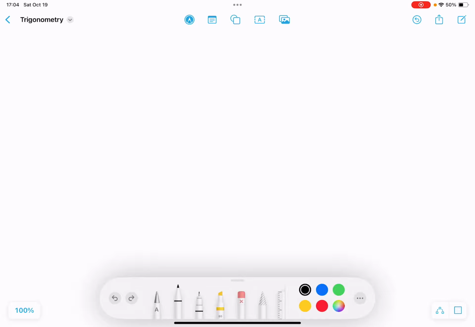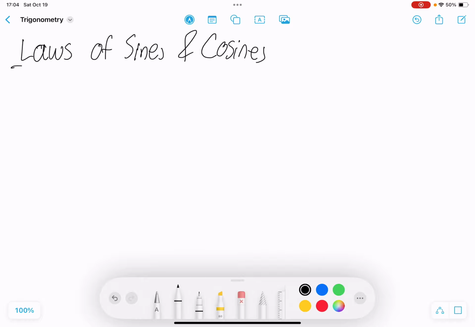So today is again trigonometry, and we're going to talk about the laws of sines and cosines. Let me just write the title down. Laws of sines and cosines. Okay, so we'll first talk about the laws of sines.